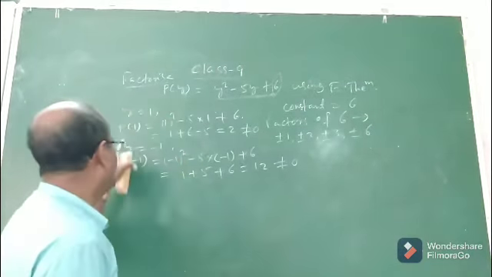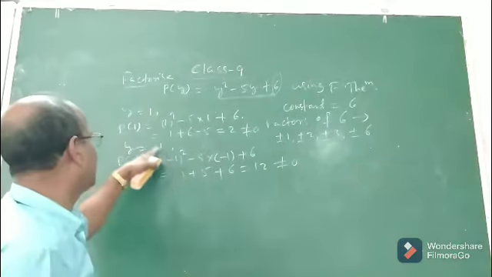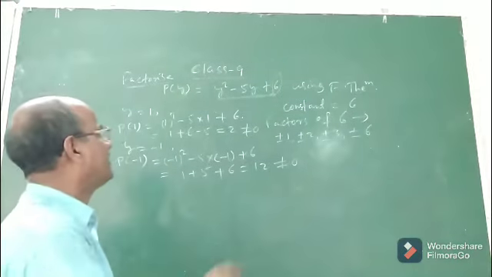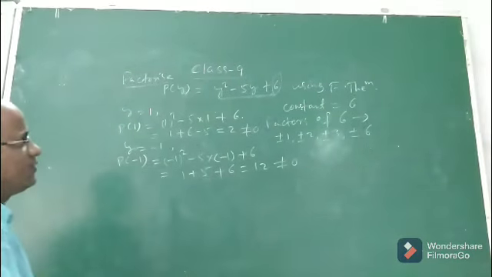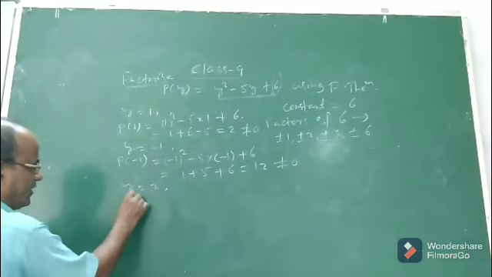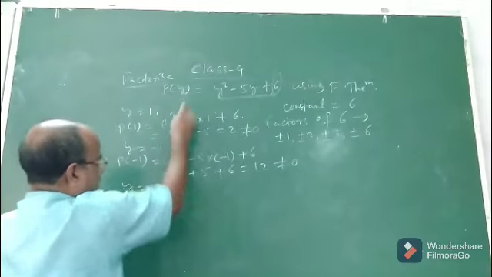So for y equal to 1 and y equal to minus 1, we found that p of 1 is not 0 and p of minus 1 is also not 0. Now let us take the next value. Suppose y equal to 2, you take and find out p of 2. Find out what is the value of this polynomial for y equal to 2.